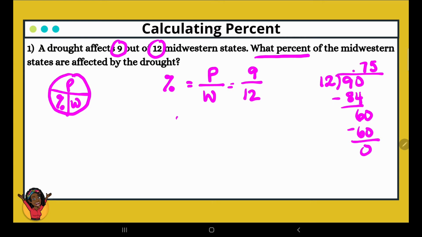So now we have that our percent is going to be 0.75, but we can't leave it this way. We must now multiply it by 100 to actually convert it to a percent. So that gives us 75%. So what percent of Midwestern states are affected by the drought? 75% of the states are affected.